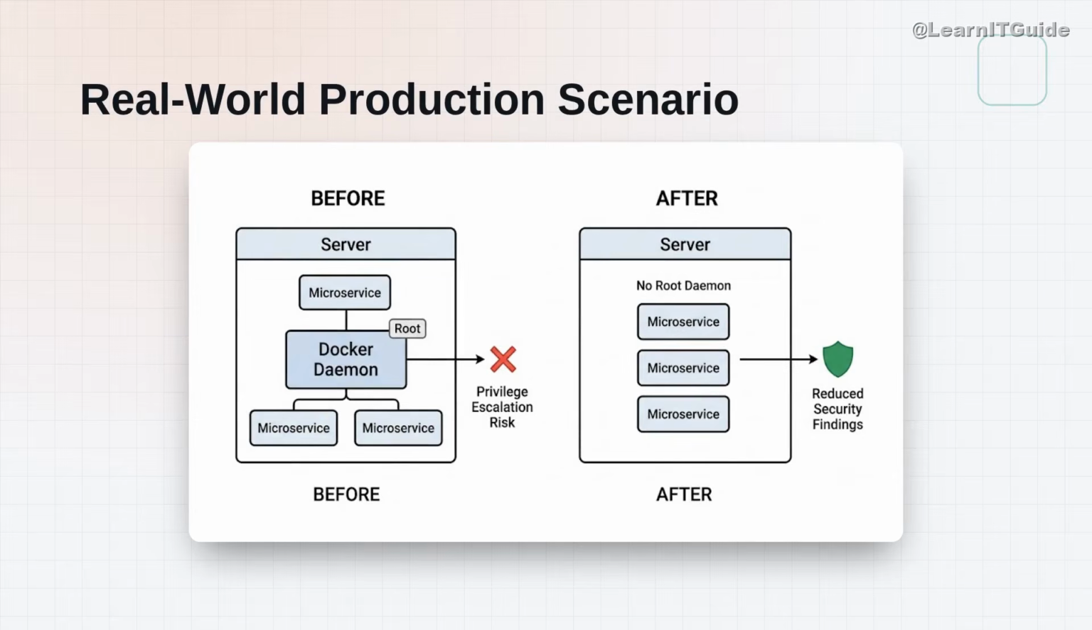Consider an e-commerce platform serving 500,000 requests per hour. They were struggling with the security overhead of their container infrastructure. By migrating their core microservices from Docker to Podman, they removed the root-level daemon entirely. This change reduced their security audit findings by 40% and effectively eliminated several high-risk privilege escalation vectors. This is the kind of impact that makes the migration worth the effort for large teams.